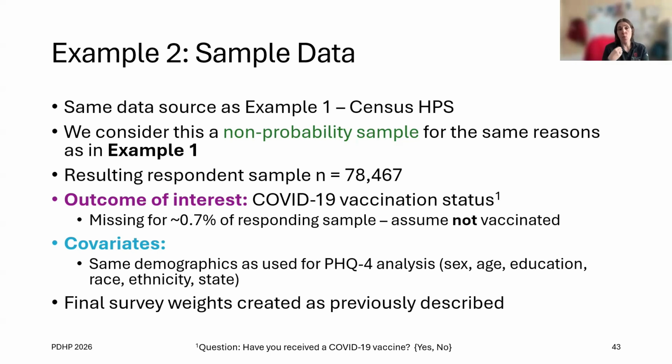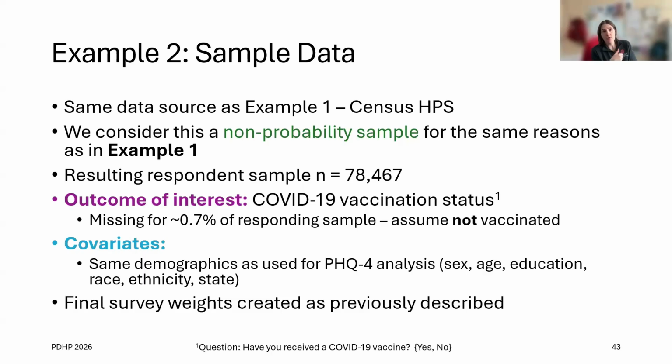And this is in line with the way the census was producing estimates out of this survey at the time. So the small number of people who skipped this question or said, I don't know, we code them as a no. Therefore, this 78,000 is everybody who responded to the Census Household Pulse, no missing data. Unlike the PHQ, the depression score, where almost 20% of individuals answered other questions in the survey but didn't answer that question.